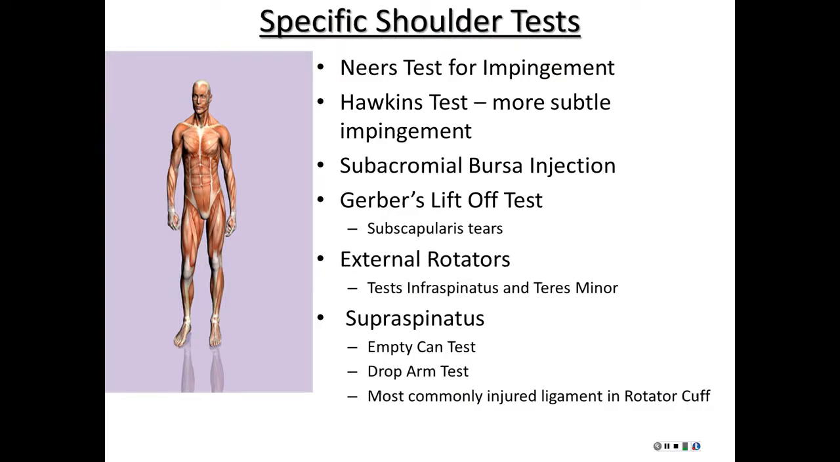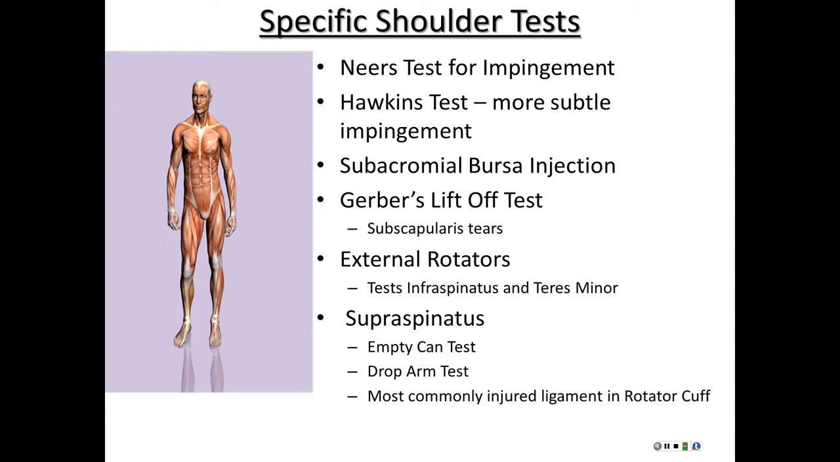Specific shoulder tests: Neer's test is a test for impingement. Hawkins is a more subtle impingement test, for rotator cuff inflammation or tear. There's Gerber's lift-off test, which tells the different types of tears. These are getting really specific, but the most common ones you will need to know are Hawkins, and then the supraspinatus test, which is the empty can test.